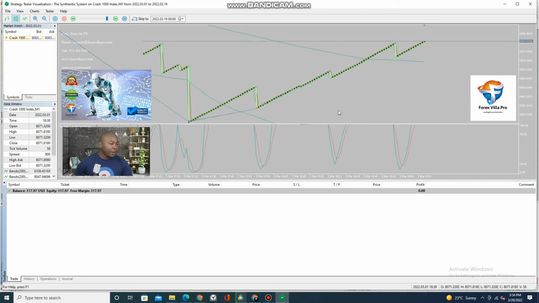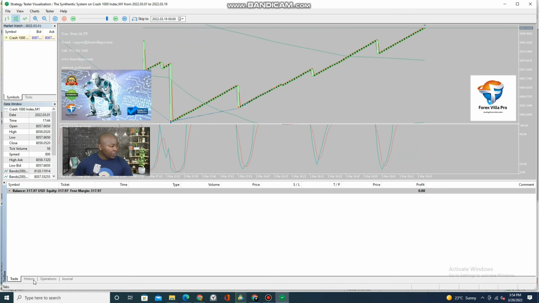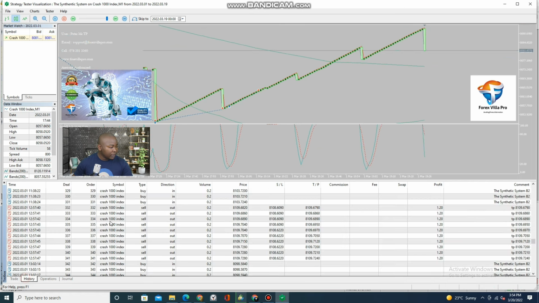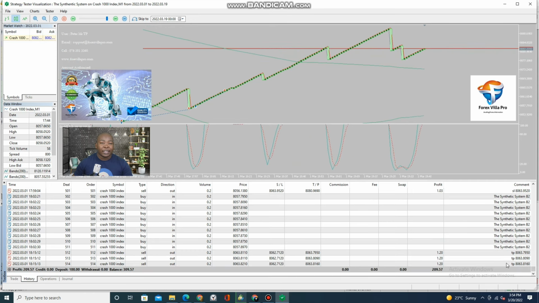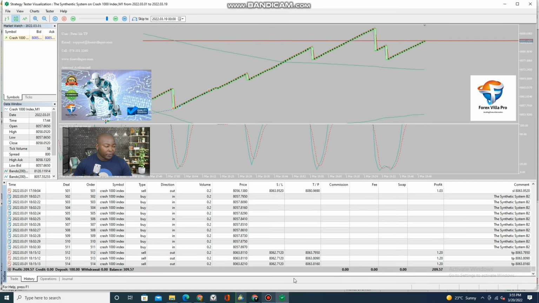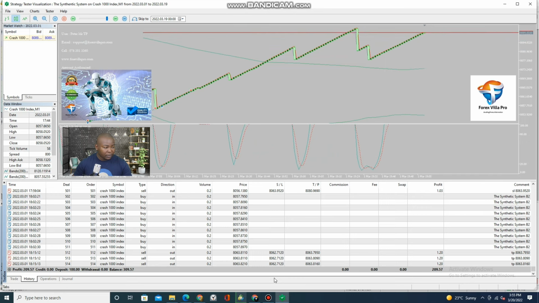Look at this. Still the same system, man. I just want to open a PDF that we've saved and shared with you guys on the group, and after that we're going to go again.